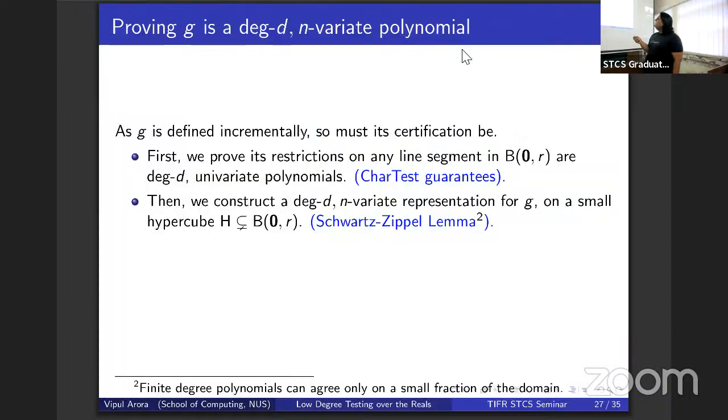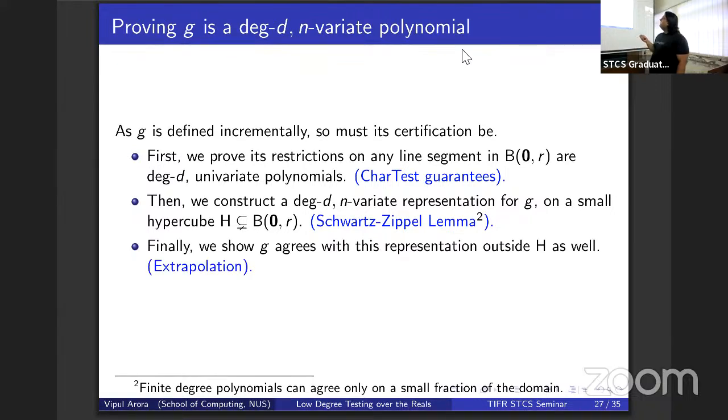Then from the degree D univariate polynomials, you construct a degree D n-variate polynomial representation for G, not on B(0,R) directly, but on a small hypercube H contained inside the ball B(0,R). And this is where Schwartz-Zippel comes in. And finally, once you have a degree D n-variate representation for G inside the hypercube, you show that this representation agrees for points outside H as well. This is simply an extrapolation argument, because G was defined in this fashion.